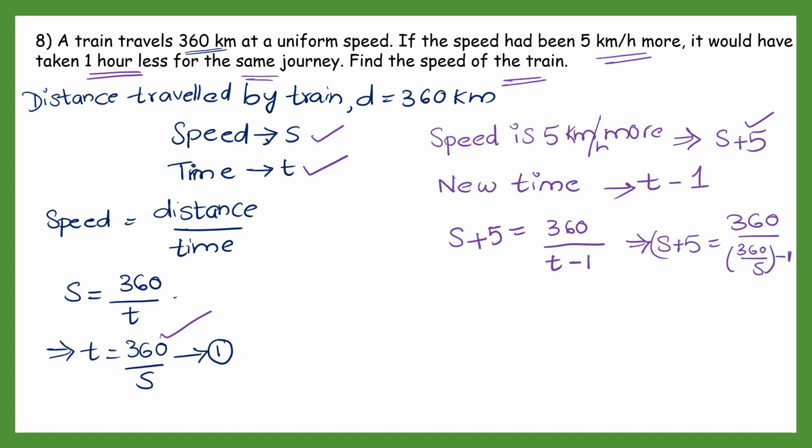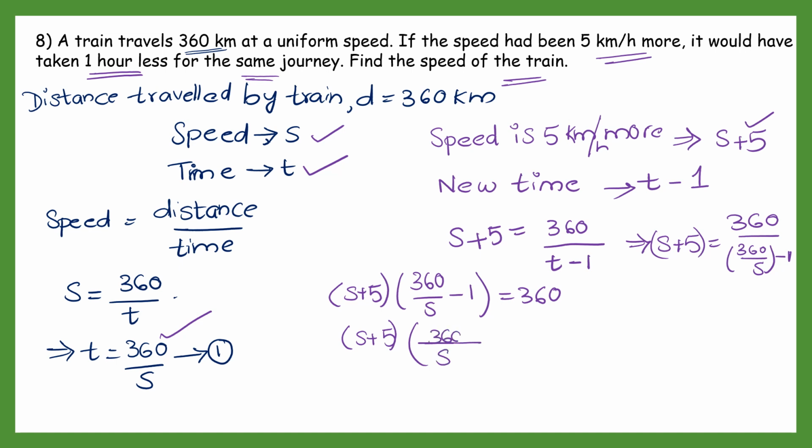Now in the left side of the equation you have S plus 5. On the right side, 360 by S minus 1 is in the denominator. If it comes to the left side, it will become numerator. So S plus 5 into, here the LCM is S, so we get 360 minus S, is equal to 360. So S plus 5 into 360 minus S is equal to 360 S.